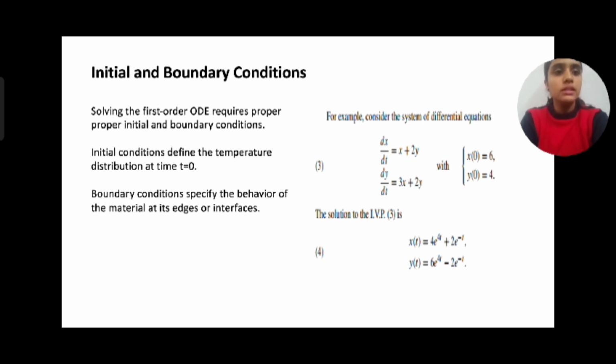For example, consider the system of differential equations dx by dt is equal to x plus 2y, dy by dt is equal to 3x plus 2y, with x of 0 is equal to 6, y of 0 is equal to 4. The solution is x of t is equal to 4 e to the power 4t plus 2 e to the power minus t. y of t is equal to 6 e to the power 4t minus 2 e to the power minus t.